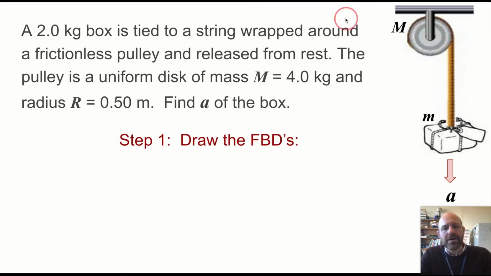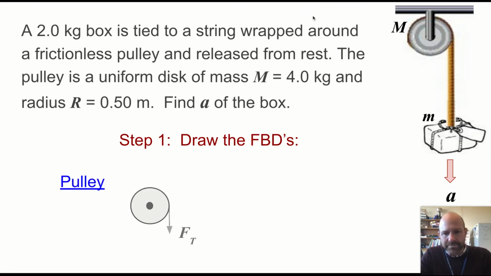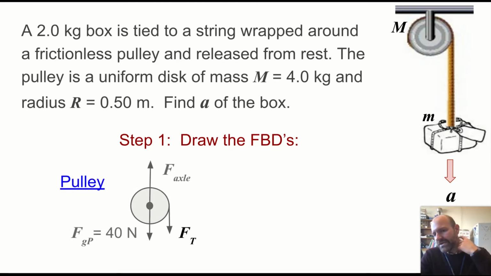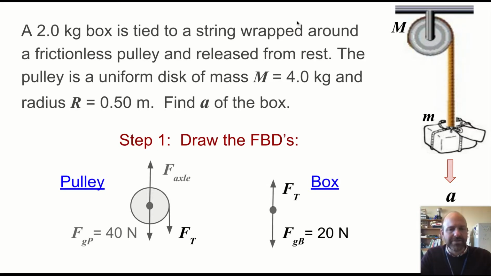So we start out by drawing free body diagrams. The pulley has a force of tension acting on it. It has the force of the axle, and it has, of course, its own weight acting downward. Now, if it's going to rotate around the axle, only one of those forces is going to apply a torque, and we'll get to that. The box has a force of gravity down and a force of tension upward.